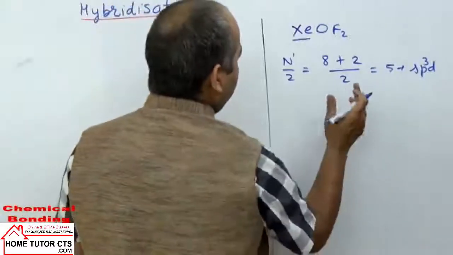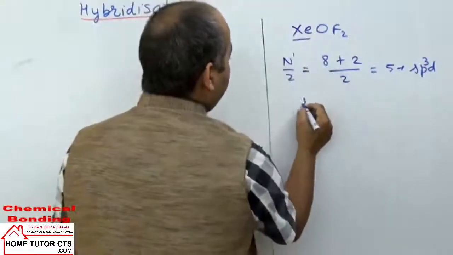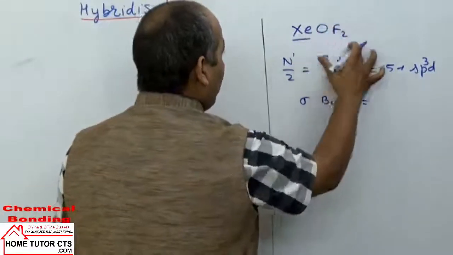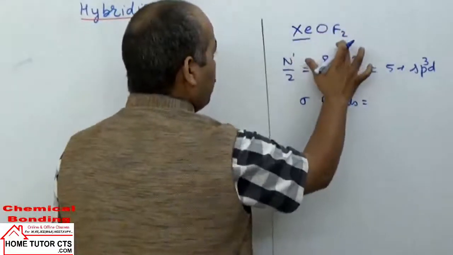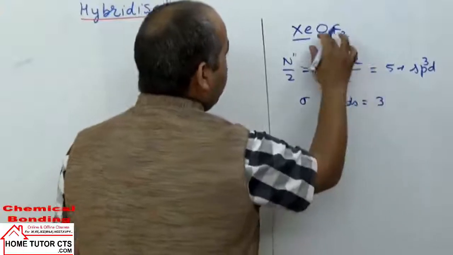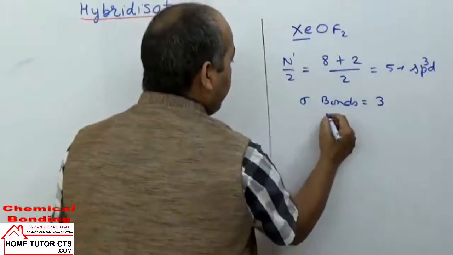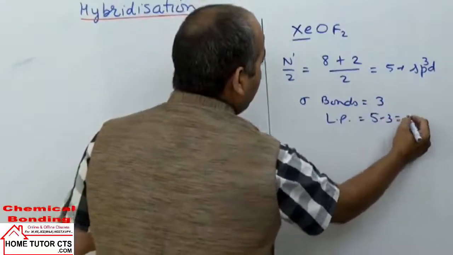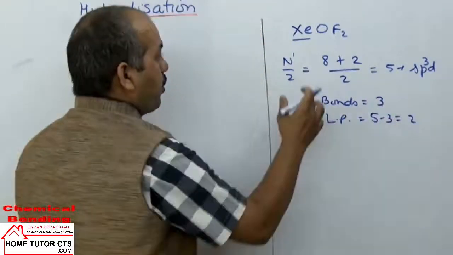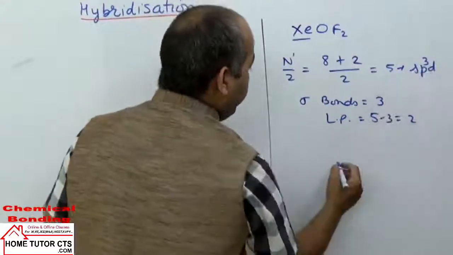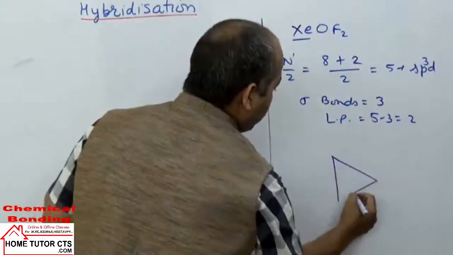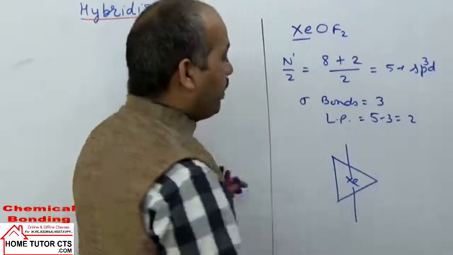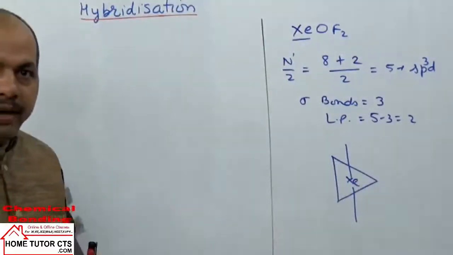Now in this case, what sigma bonds can it have? The total number of other atoms is 1 oxygen and 2 fluorine, so there are 3 sigma bonds and the rest can be taken as lone pairs. 5 minus 3 gives 2 lone pairs. For hybridization sp3d, draw the geometry first: trigonal bipyramidal.